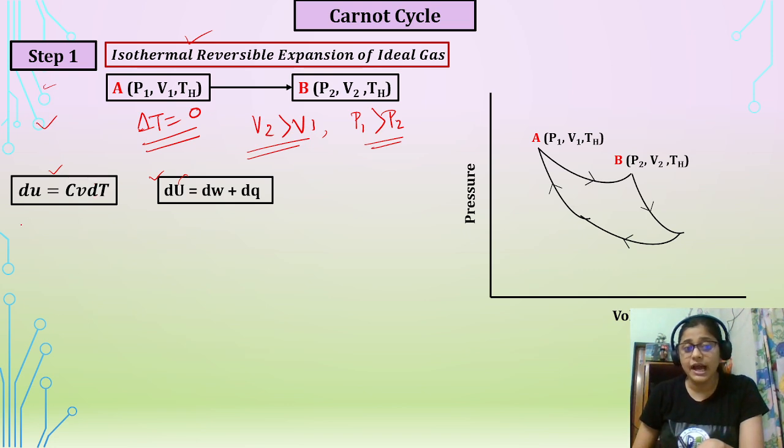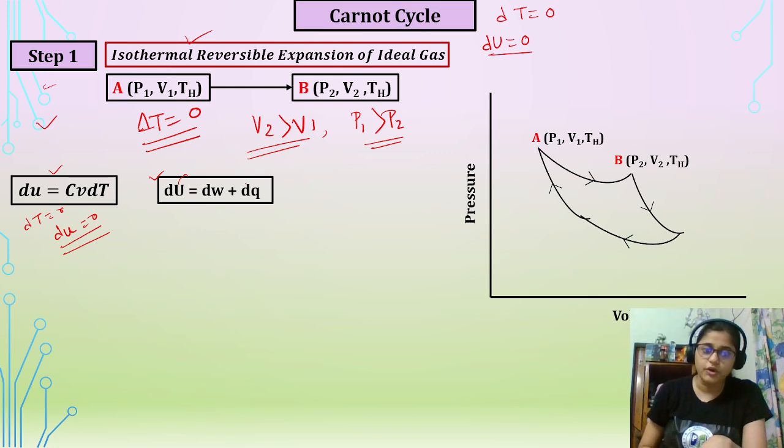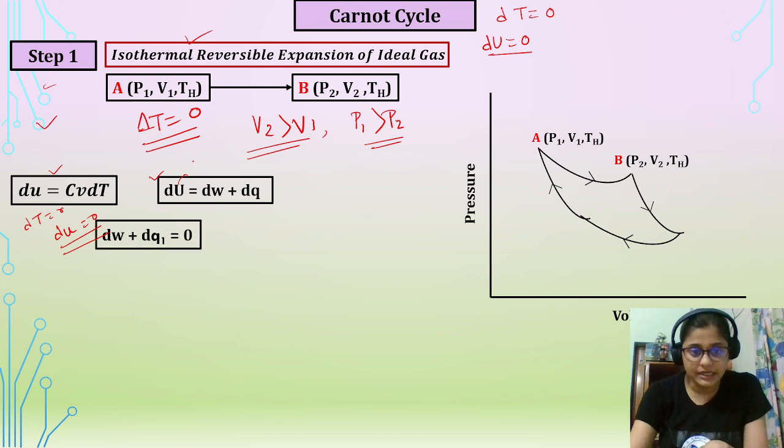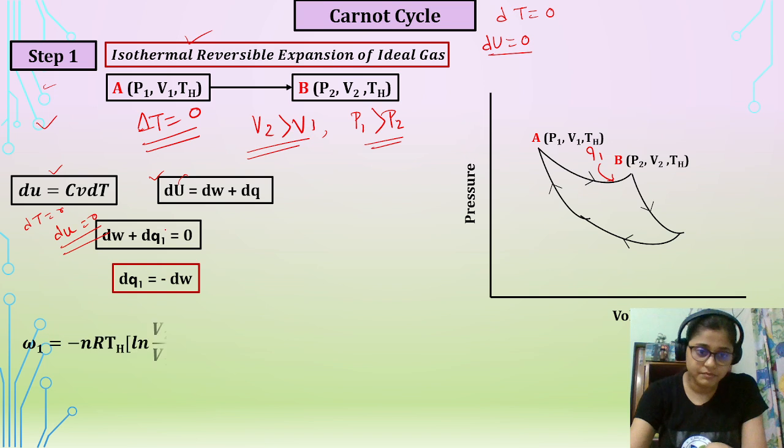But here in an isothermal process we know dT equals 0. So obviously dU will be 0, right? So what we got in this process: dT is 0, dU is 0. Now if we put dU as 0 here, in dW plus dQ1, Q1 amount of heat is actually taken by the system. Fine. So dQ1 will be minus dW.